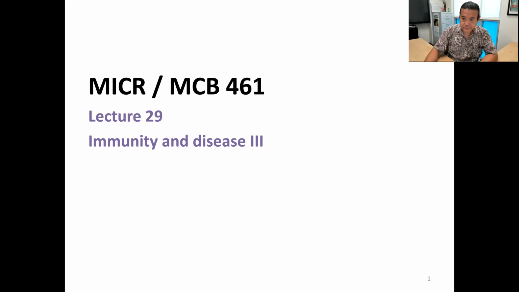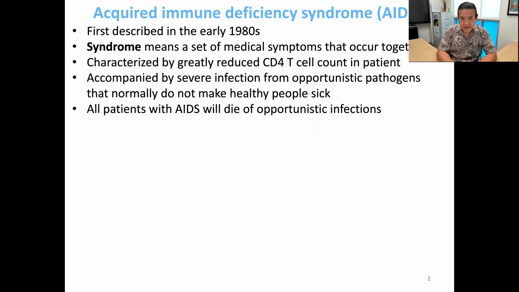So syndrome, what is meant by syndrome? Syndrome means a set of different medical symptoms that might normally not necessarily be related to each other, but they occur together, right? And collectively, they all describe different possible manifestations of a particular set of immunodeficiencies. And so we call it a syndrome.